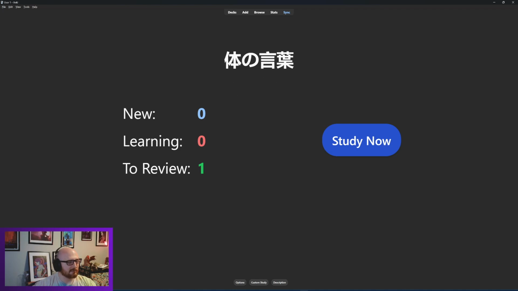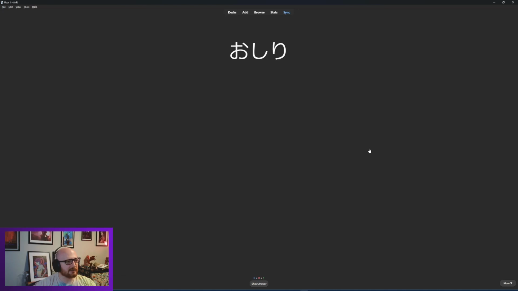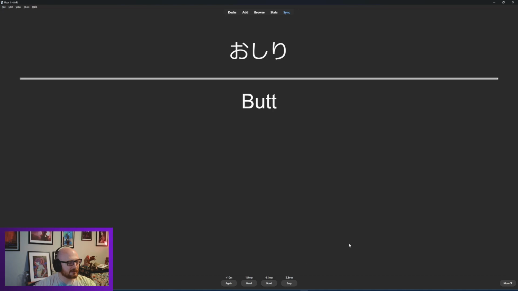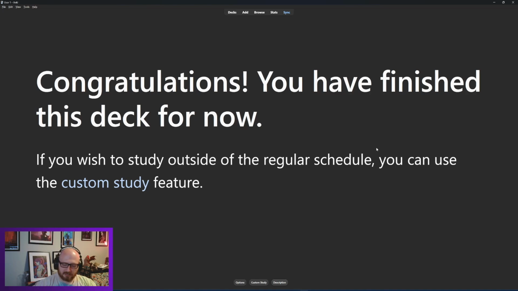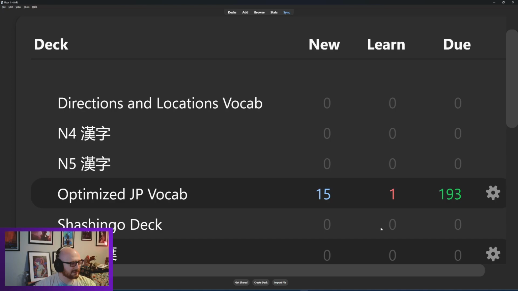Here we have one body vocab. So this was called the body parts vocab. Now it's called karada no kotoba, body and health vocab. Oshiri is butt. Okay, and yeah, listen, we made it to the end and we stopped right there.